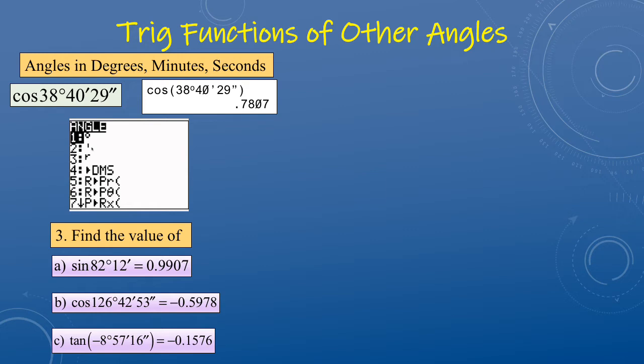So finding the value of these three trig functions, you should find that the sine of 82 degrees, 12 minutes is 0.9907. The cosine of 126 degrees, 42 minutes, 53 seconds is negative 0.5978. And the tangent of negative 8 degrees, 57 minutes, 16 seconds is negative 0.1576. Remember that you need to use the negative sign at the bottom of the calculator rather than the minus sign.